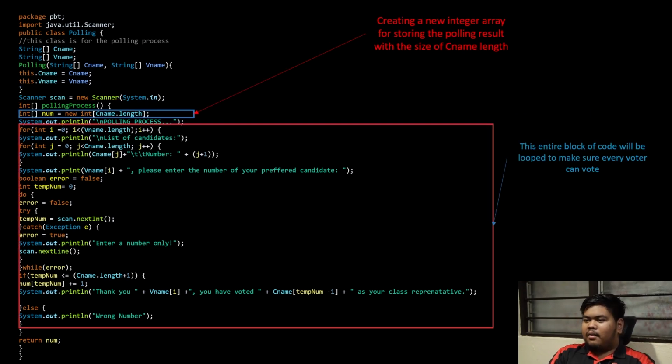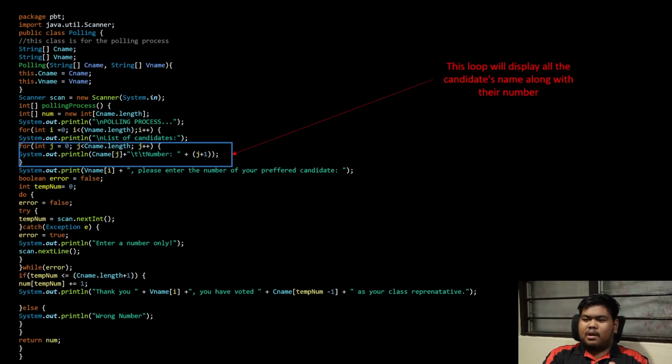Moving on. So we have to create a new integer array for storing the polling result with the size of CNAME length. So we have to create a new array to store the voting result, and the array size is based on how many candidates we have gotten. Then we have an entire block of code that will be looped to make sure every voter can vote. In this loop we are using a for loop, but in that for loop we also have a nested for loop which will output all of the candidate names.